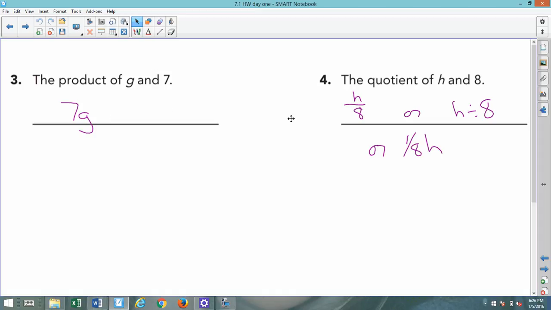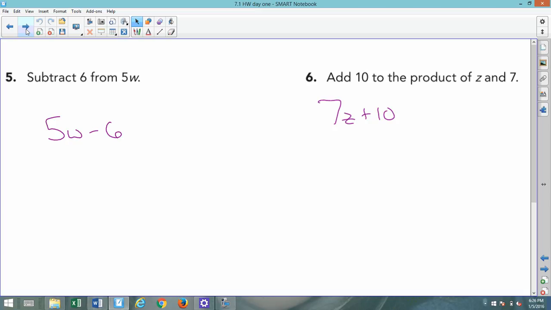The quotient of h and 8. There's 3 different ways to do this. You could do h over 8, which means h divided by 8. Or you can do h divided by 8, which is right here. Or you can do 1/8 h, and they're all the correct answer.